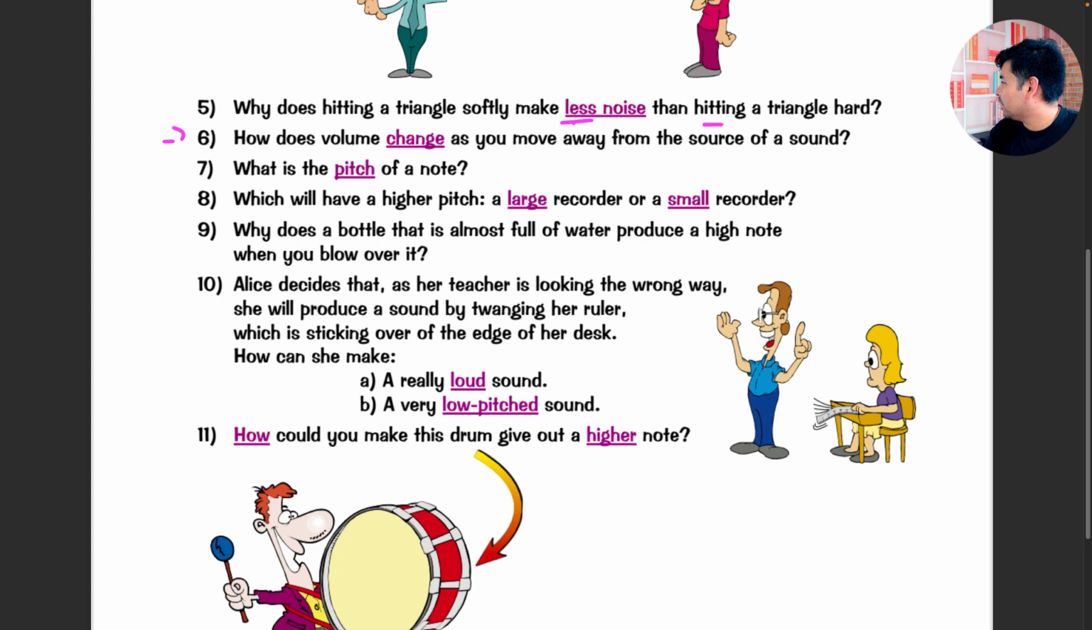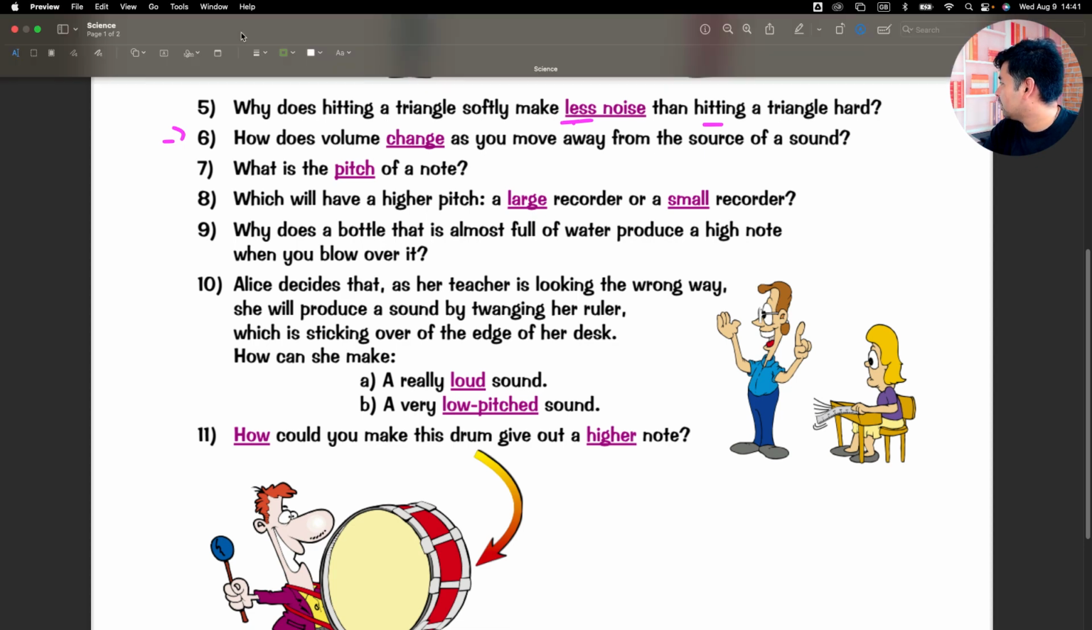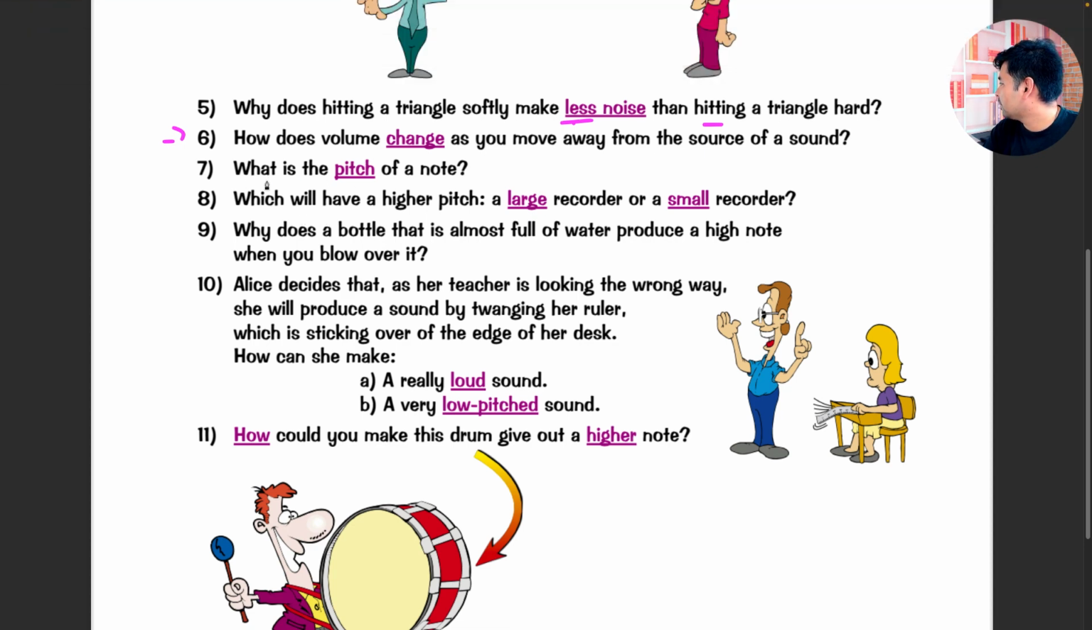Number one, about pitch. What is the pitch of a note? I have already told you the meaning, but please get the meaning of that. What is that in Portuguese? And higher pitch, what is higher pitch? So go for this word as well.